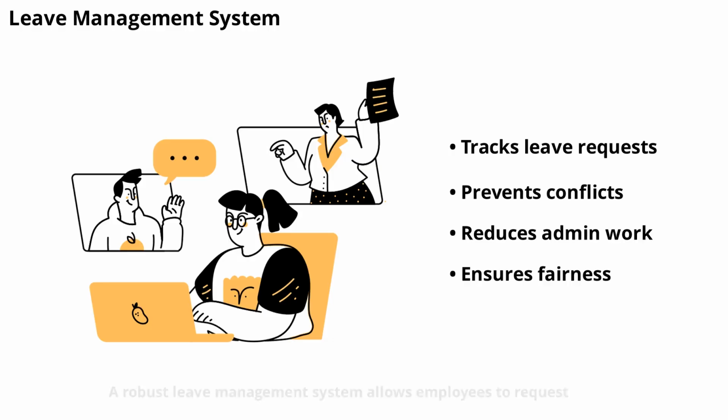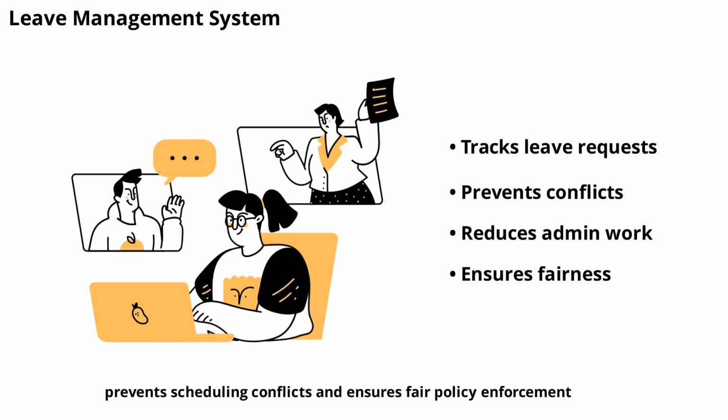A robust leave management system allows employees to request time off and managers to approve or deny requests efficiently. This feature provides visibility into who is available and when, helping HR teams plan resources around absences. Automated leave tracking reduces administrative burden, prevents scheduling conflicts, and ensures fair policy enforcement. For resource planning, it's vital to anticipate and manage employee absences proactively.